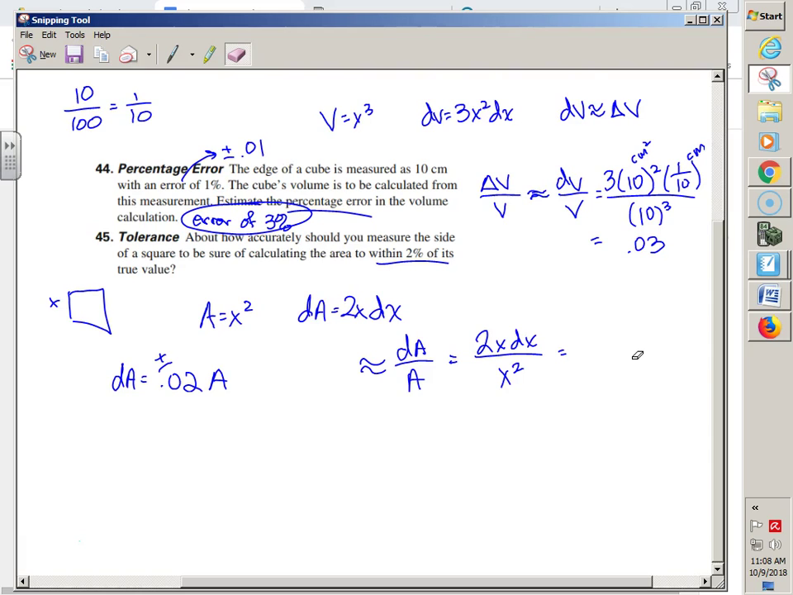Percentage error, and I still agree with this. I don't think that's wrong. We have two variables left over. Yeah. Oh, percentage error. Duh. Okay, that's my bad. Sorry, guys.